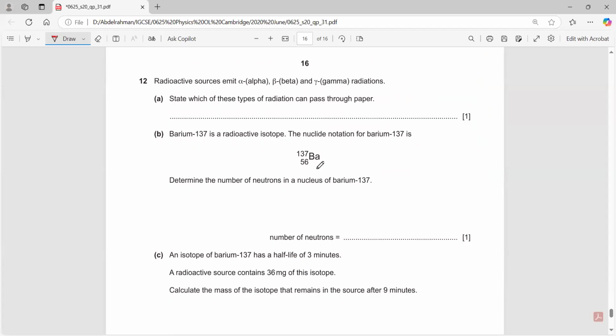Radioactive sources emit alpha, beta, and gamma radiations. State which of these types can pass through paper. Can alpha pass through paper? No. Beta, yes. Gamma, yes. So beta and gamma radiations can pass through paper.